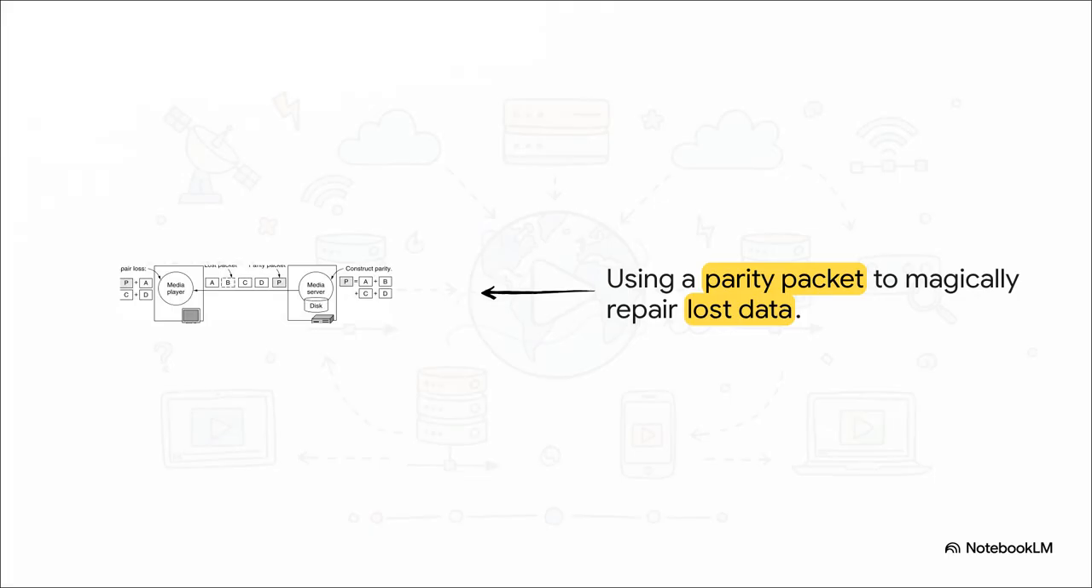But wait, how do we deal with packets that don't just get delayed, but get completely lost in the ether? Enter forward error correction. It's like magic. The media server mathematically combines standard packets A, B, C, and D to construct a single parity packet, labeled P, and then sends all 5. So if packet B gets lost in transit, no problem. The media player can take A, C, D, and that parity packet P and construct the missing packet B right on the fly. The stream never stops, and you, the viewer, never notice a thing.